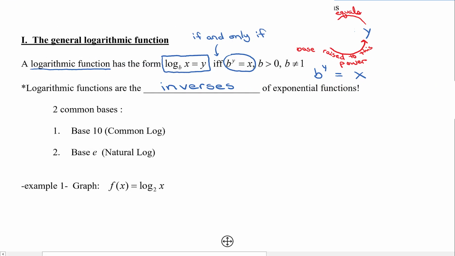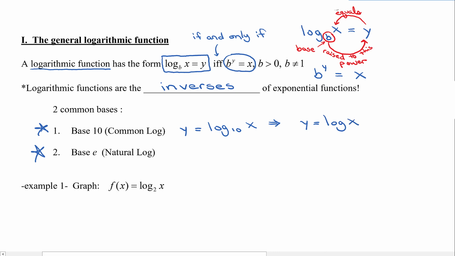So we have two common bases when working with logarithmic functions. One, base 10, which we call the common log, and we represent that by writing y equals log base 10 of x, and then I drew an arrow pointing to the right. This means the same thing as y equals log x. And very commonly, we do not write in that base 10, and it is just known that when you write y equals log x, it is a base 10 common log.